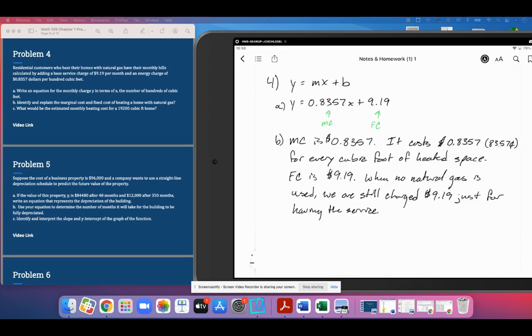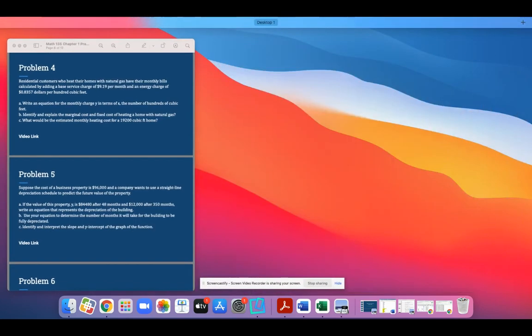So we do have marginal costs of $0.8357, which is 83.57 cents for every cubic foot of heated space. And our fixed costs are $9.19 when no natural gas is used. We are still charged $9.19 just for having that service at our location.